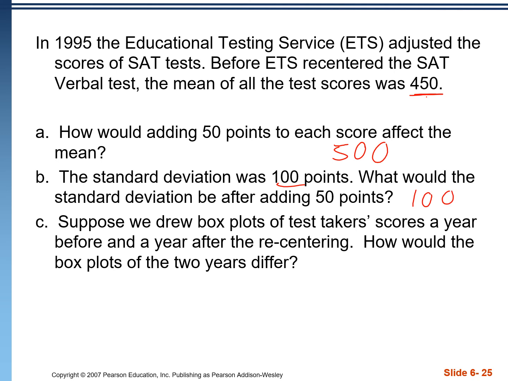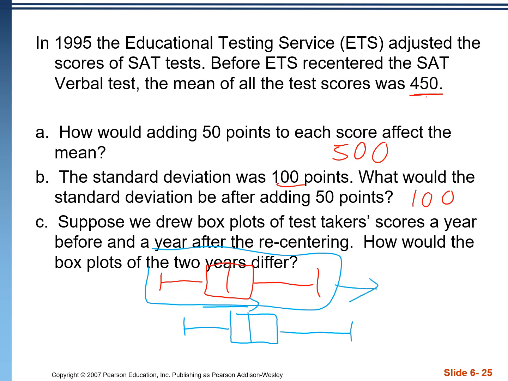So they're not getting any more spread out when we add 50 points to every test taker in this distribution. Suppose we drew box plots of test taker scores a year before and a year after the recentering. How would the box plots differ? So whatever that original box plot looked like, let's say it looked like this. The new one, once we add 50, is just going to move to the right 50 units. So it's going to look the same. It's just the whole thing shifts over to the right 50.